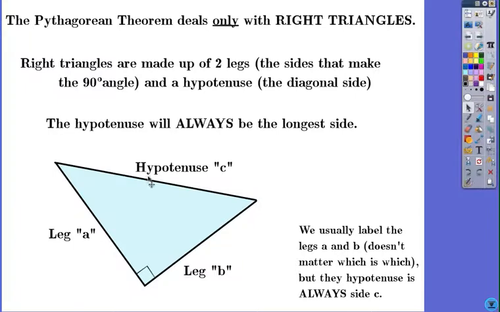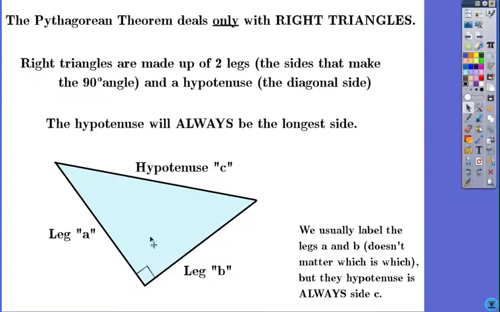Right triangles are made up of two legs. The legs are always the two sides of the triangle that make the right angle. So this would be a leg, this would be a leg. We usually call the legs of a right triangle A and B, and it doesn't matter which one is which. Then this diagonal side is called the hypotenuse.